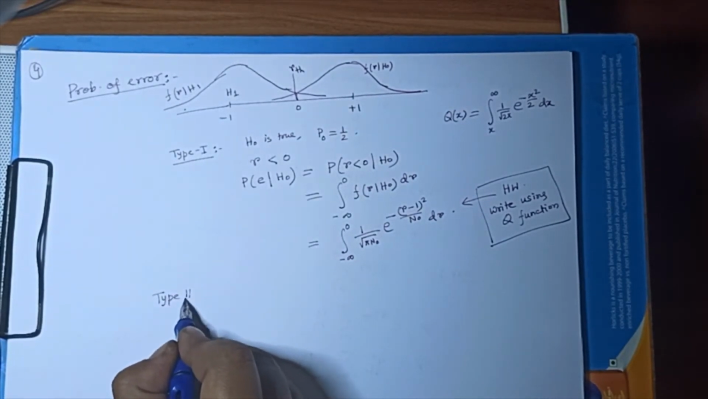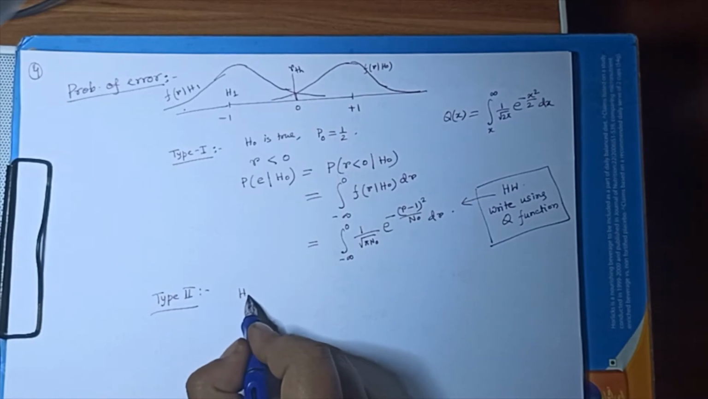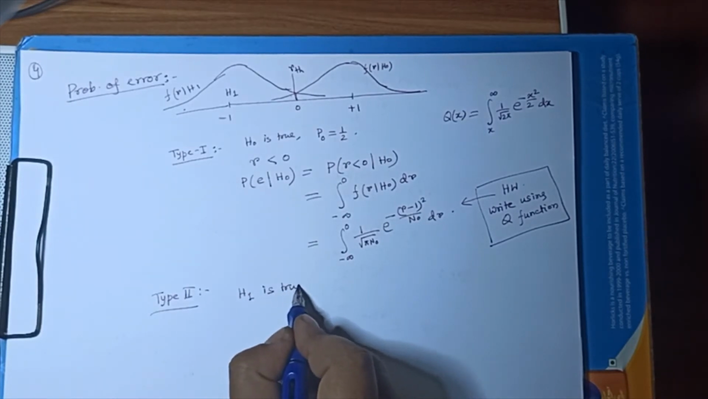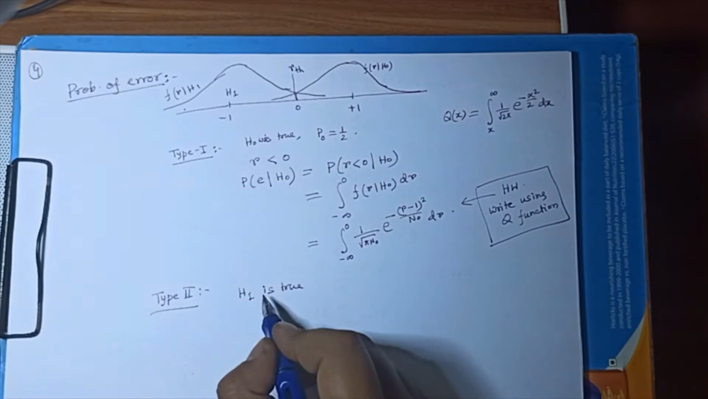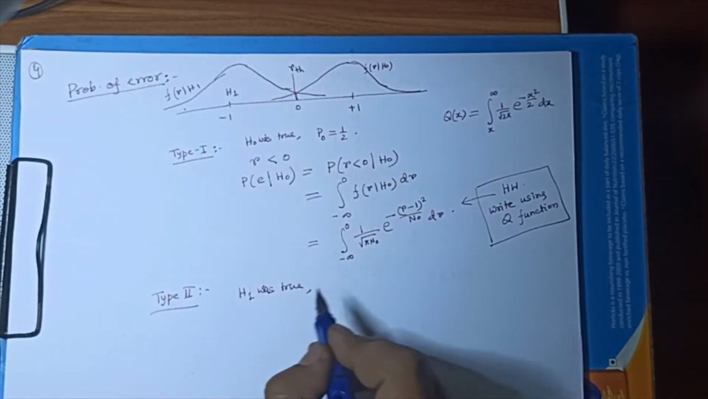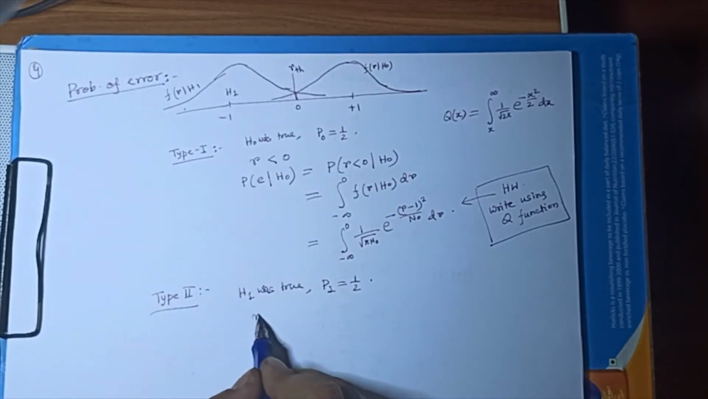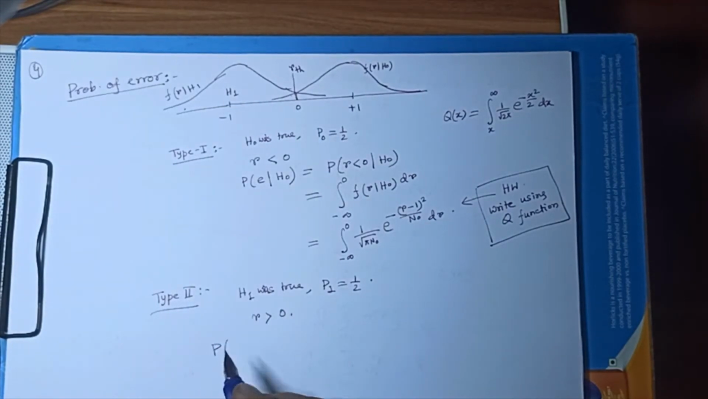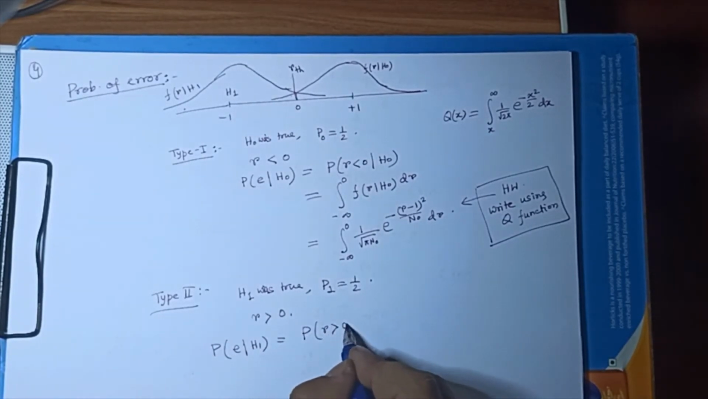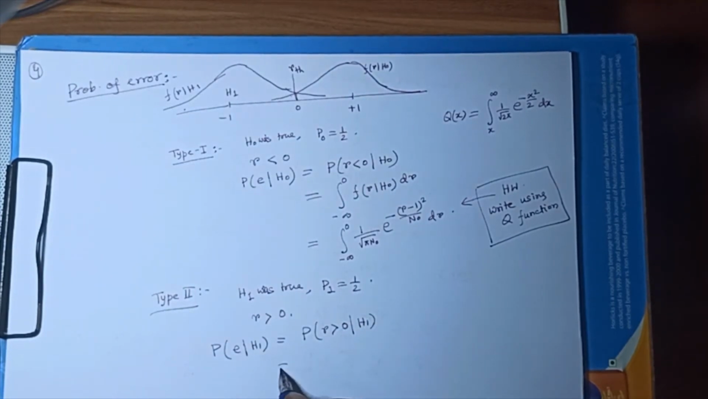Similarly for type 2, H1 is true, or was true. It has happened already. Your P1 is half. So now your detection is R greater than 0, like your observation is, then the probability of error, like error has happened with H1, is essentially the probability of R greater than 0 given H1, which is essentially the integral from 0 to infinity of f of R given H1 dr.